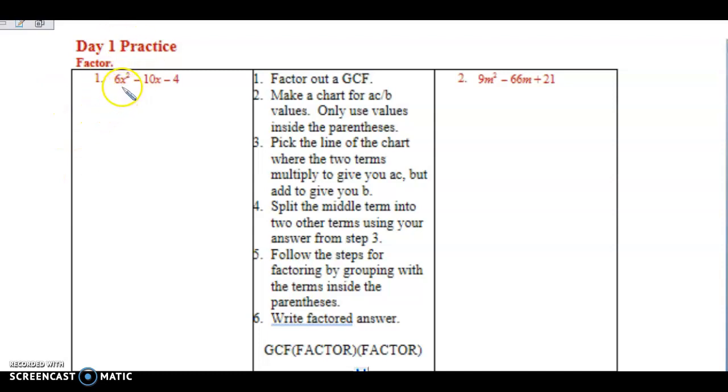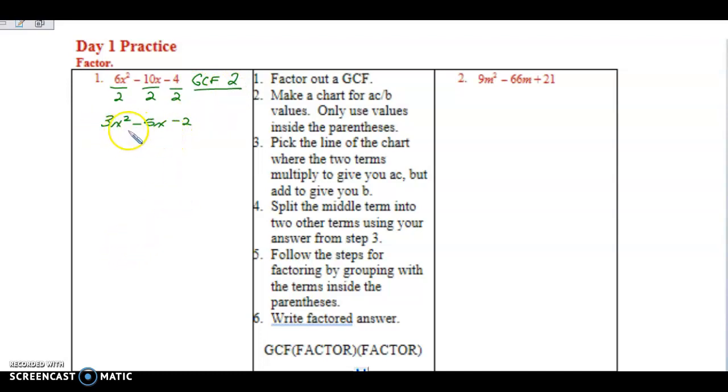So on number 1 in our practice, we have 6x squared minus 10x minus 4. And when I take a look at it, I'm looking for my greatest common factor. And when I look at these, I see that it's 2. If I don't break it down, then I've got larger numbers to work with, and it gets to be a little more tedious as the numbers get larger. So this now becomes 3x squared minus 5x minus 2, because my greatest common factor was 2. And we'll come back to that here in a few minutes.